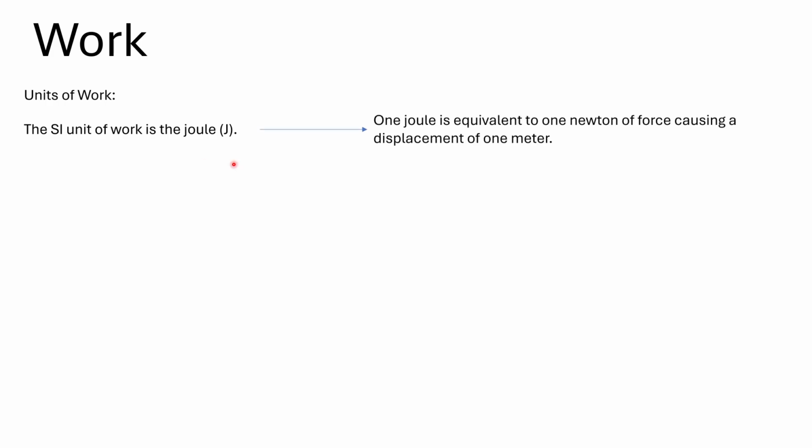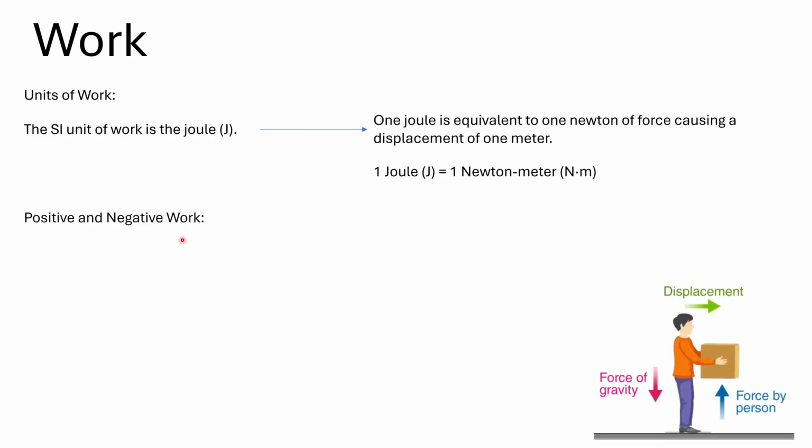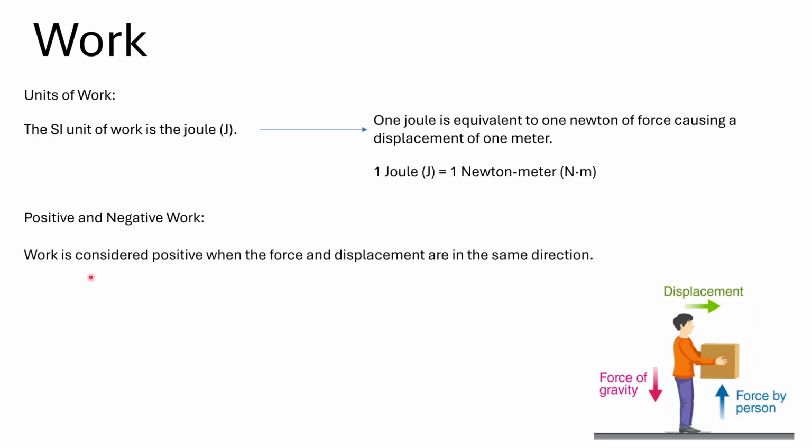Units of work. The SI unit of work is the joule. 1 joule is equivalent to 1 Newton of force causing a displacement of 1 meter. So 1 joule is 1 Newton meter. And there are positive and negative work.